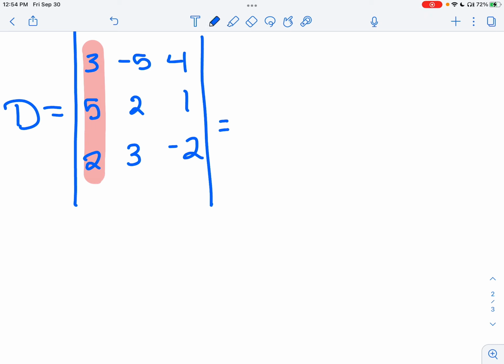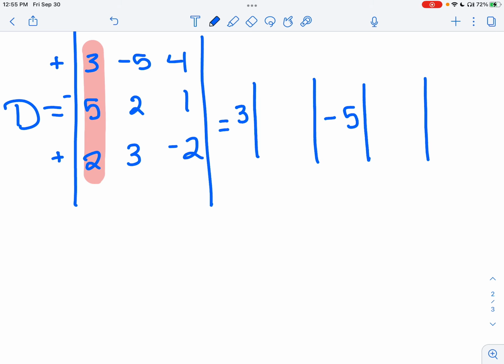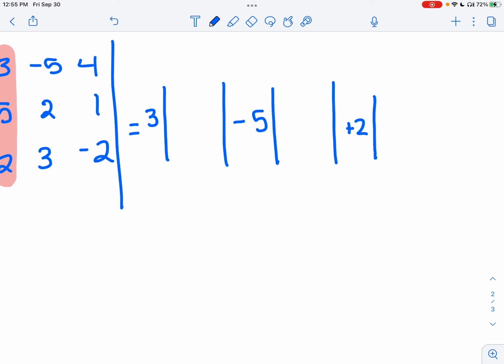Remember how you get to pick whatever you want. I just remember the pattern is plus, minus, plus of whatever I see. So I need 3, and I'll have a 2 by 2 matrix after that, -5, and I'll have a 2 by 2 matrix after that, +2, and I'll have a 2 by 2 matrix after that.